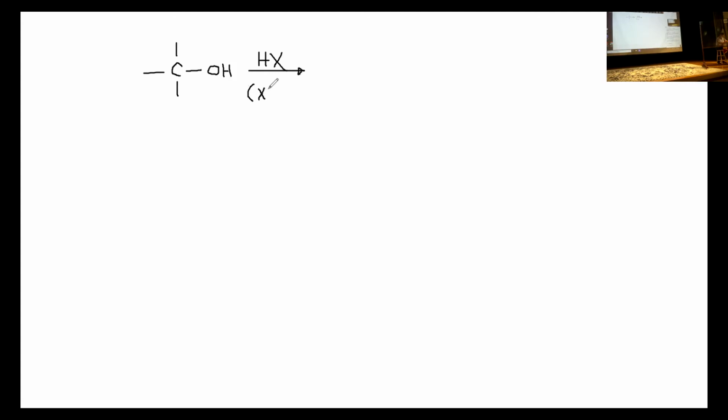And we're going to require that the halogen be chlorine, bromine, or iodine. HF will not react with alcohols. Its acid strength is too low. HF is a weak acid, but HCl, HBr, and HI are all strong acids. So we can expect that you will get the corresponding alkyl halide.